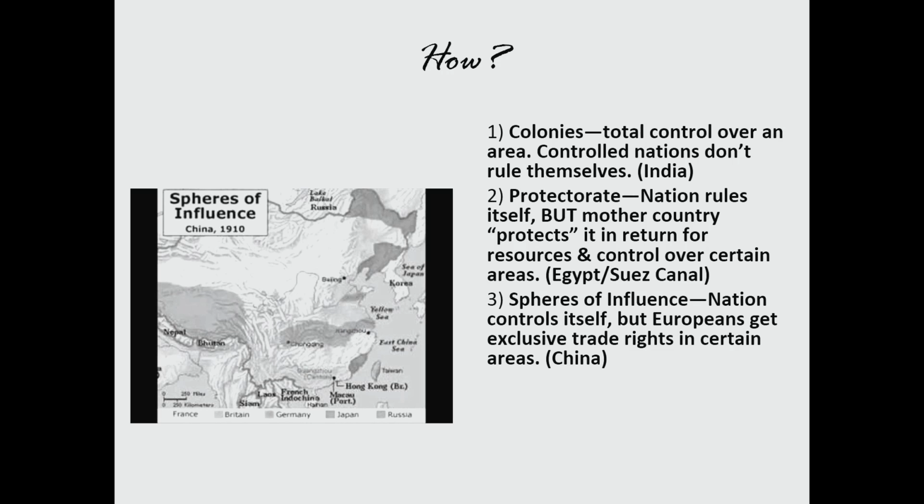Lastly, you have spheres of influence. Spheres of influence control themselves. However, Europeans do get access to certain areas within the country. They actually get exclusive trade rights in certain areas, and the only place we talked about with spheres of influence is China.